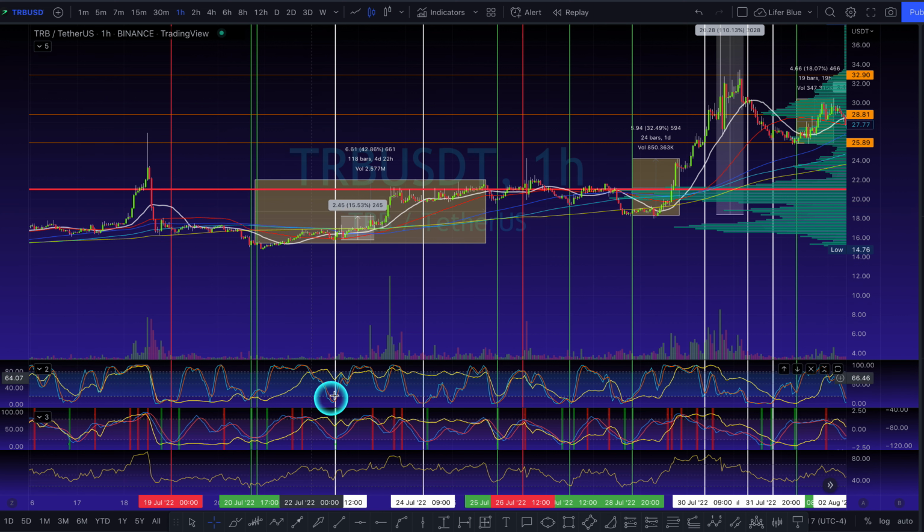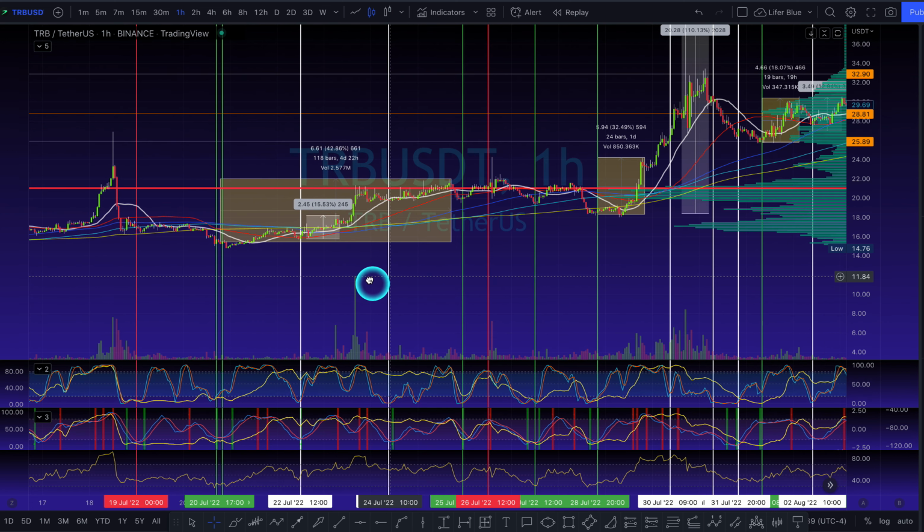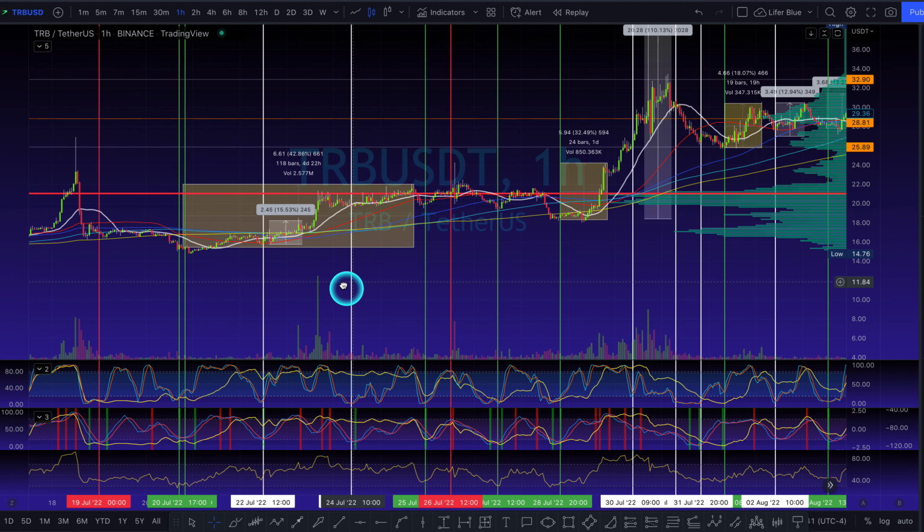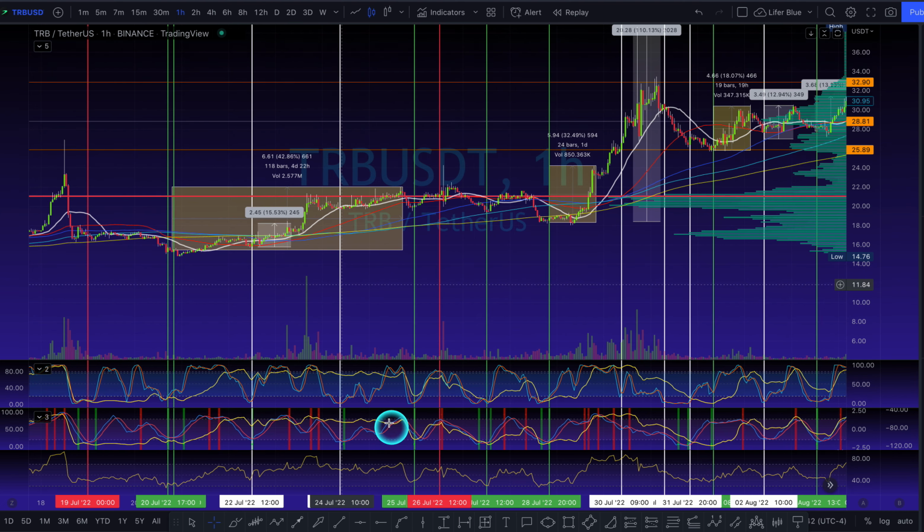That's some weird anomalies in it. But the idea is that when it joined together, there was a bigger move. And when the stochastic was down low, and I'm talking about the regular stochastic, not the stochastic RSI, there's a bigger move. So you can almost use the regular stochastic as a tail of like tops and bottoms. So here we go.